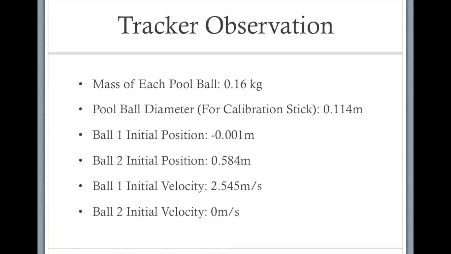I found the ball 1 initial velocity by using the first two data points in the tracker observation, and I found this to be 2.545 meters per second. The ball 2 initial velocity, since it's not moving, is 0 meters per second.